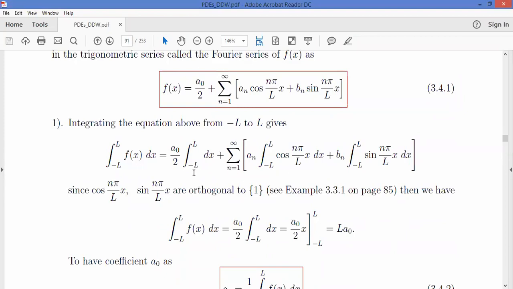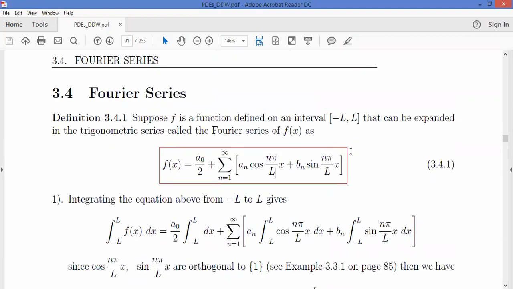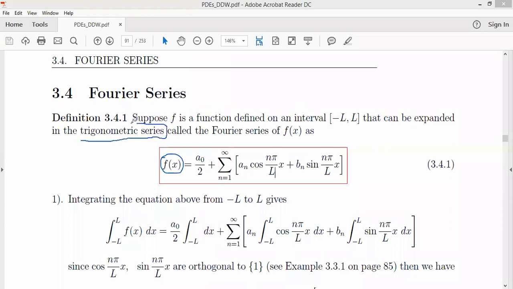So this is the f(x). Now, remember I told you all that what we are going to do is going to be heavily dependent on the function that we are going to use, because we have a certain function f(x). So by definition of a Fourier series, suppose you have f, a function defined on this interval, and it can be expanded in a trigonometrical series. Since I started, I've been talking of sine and cos, that is the cos and sine.